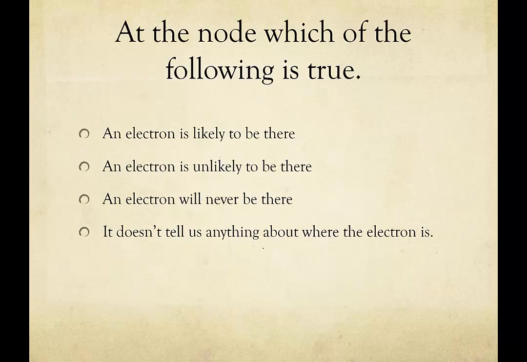Okay, so let's answer this question. At the node, which of the following is true? Is the electron likely to be there? Is the electron unlikely to be there? The electron will never be there, or it doesn't tell us anything about where the electron is. This is a trick question.